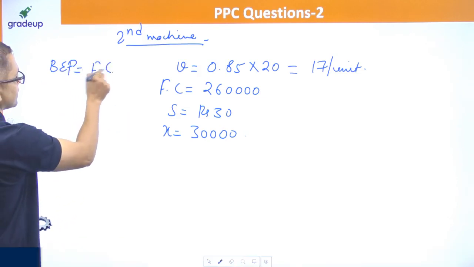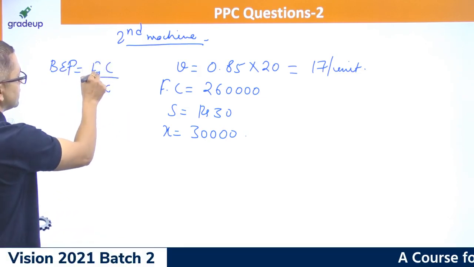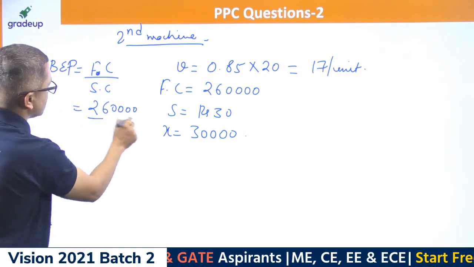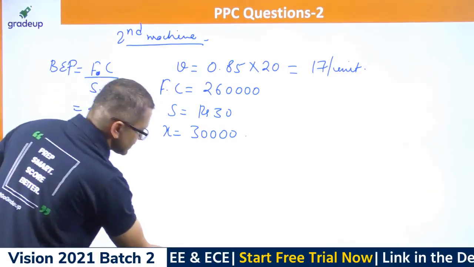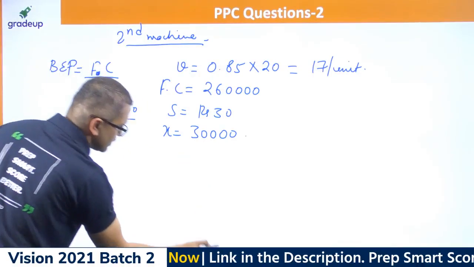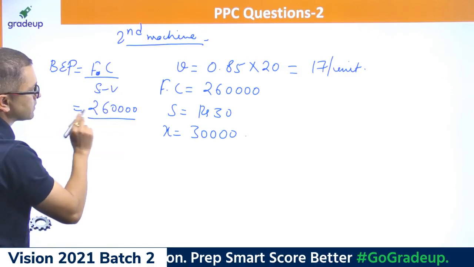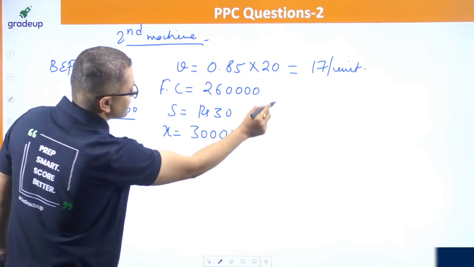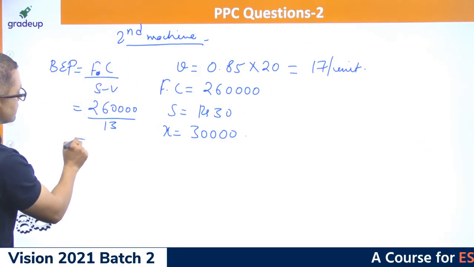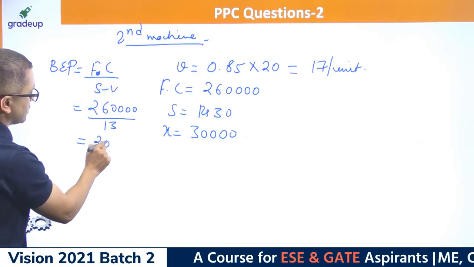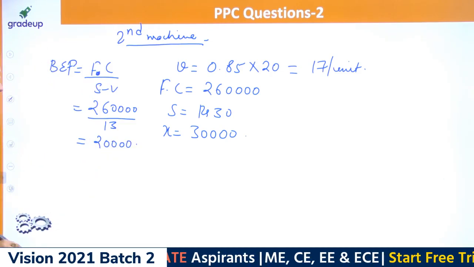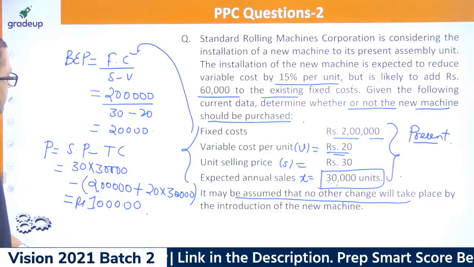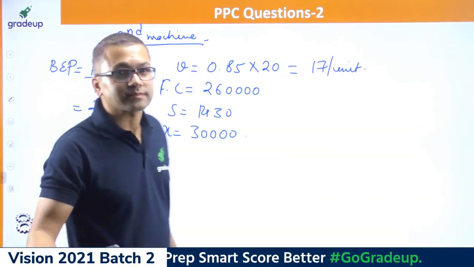Can you please also find the break-even point for this second machine scenario? That is nothing but fixed cost upon S minus V. So fixed cost is 2,60,000 upon, what is that, S minus C? It has to be S minus V. So S minus V is going to be 30 minus 17, that is 13. So this is going to be 20,000. Yes, so here we were also getting 20,000, here also we are getting 20,000.